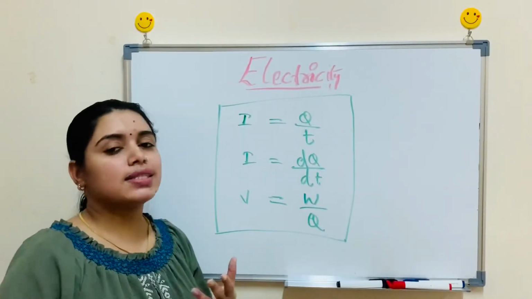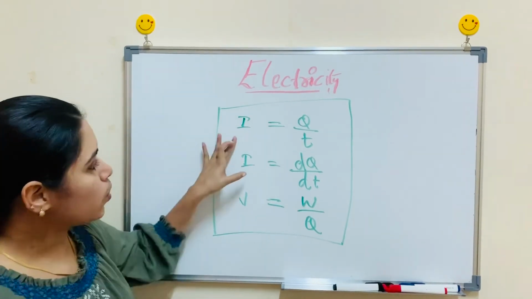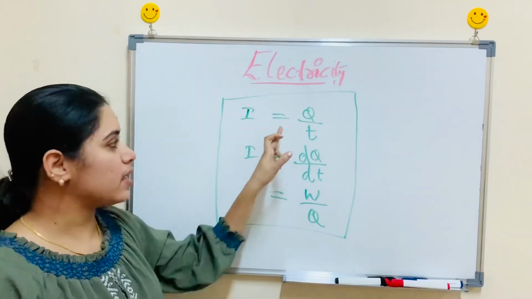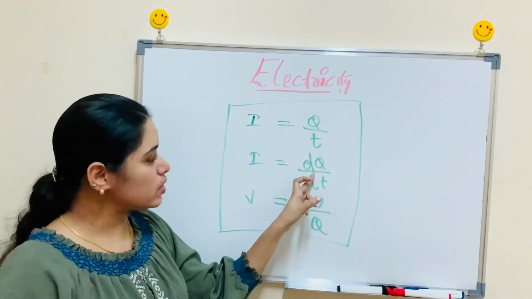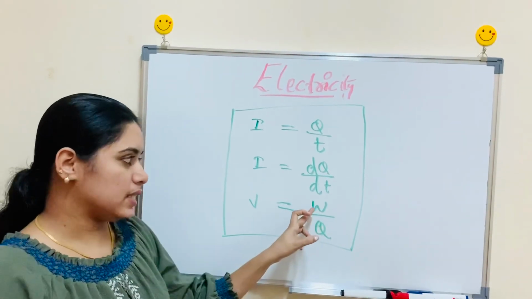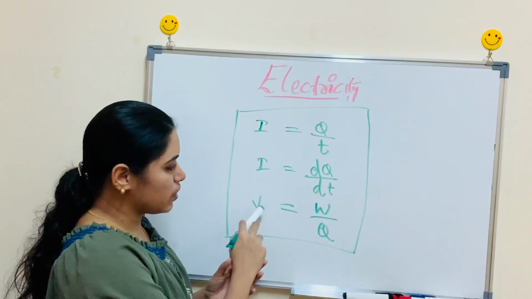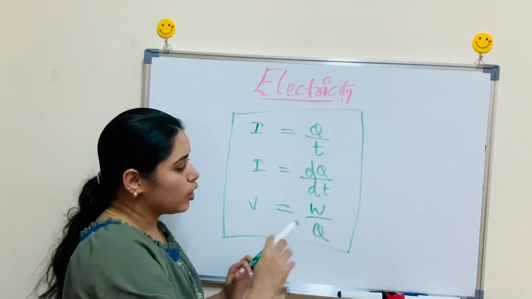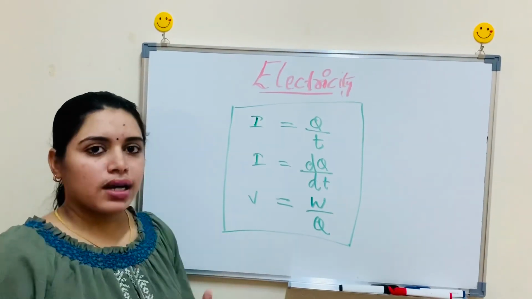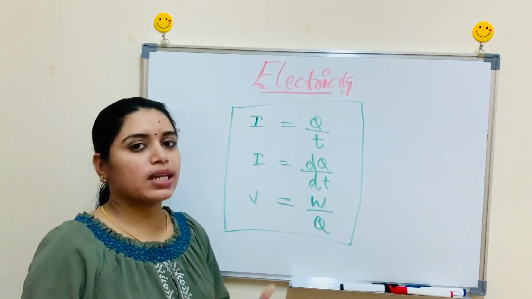The equations that you have to keep in mind that we studied in this class are two equations to find out current I. One is Q by T, and I is equal to the rate of change of charge, dQ divided by dt. And another equation that we discussed to find out the potential difference is V equal to W, the work done, divided by charge Q. And the problems connected with these equations we can do in coming classes.